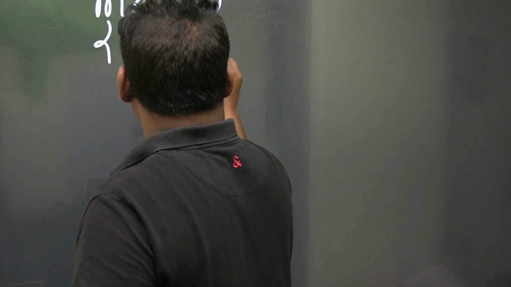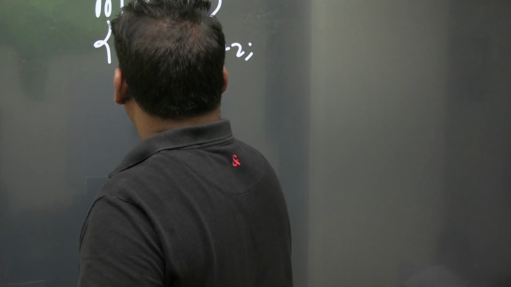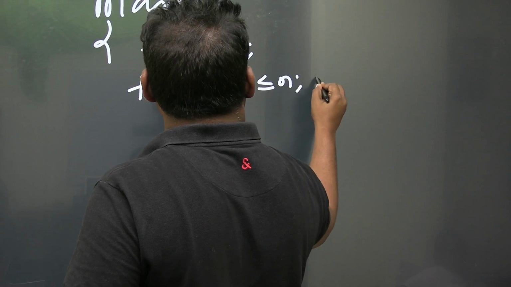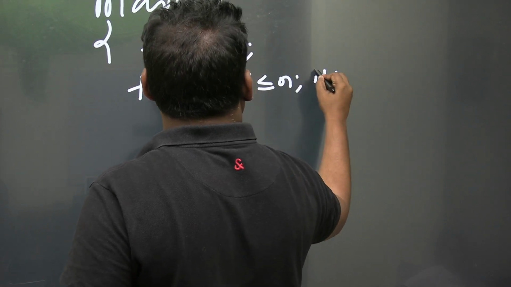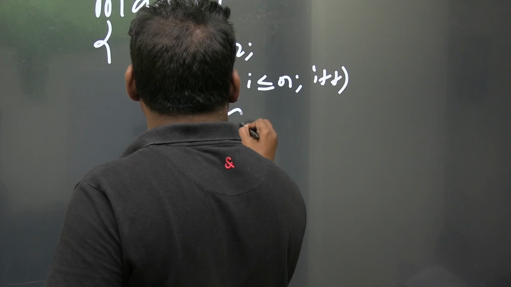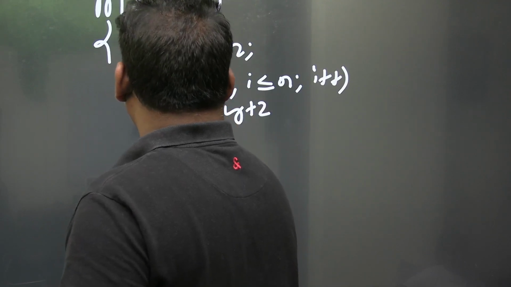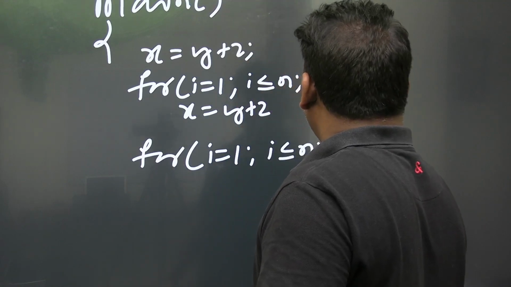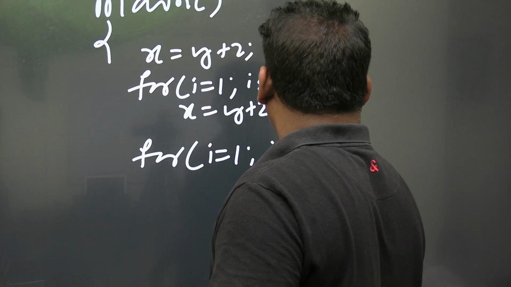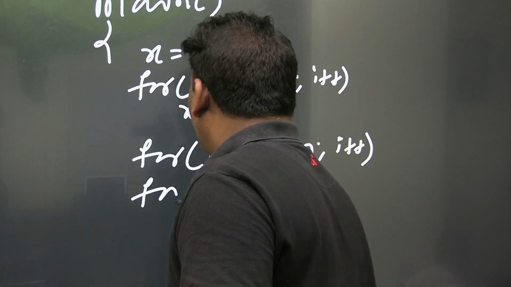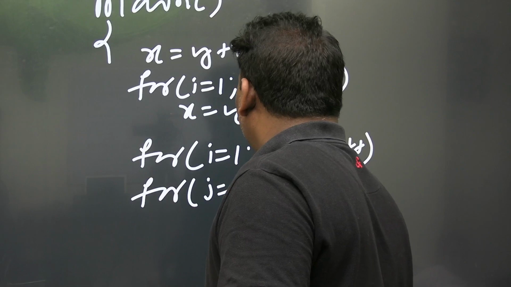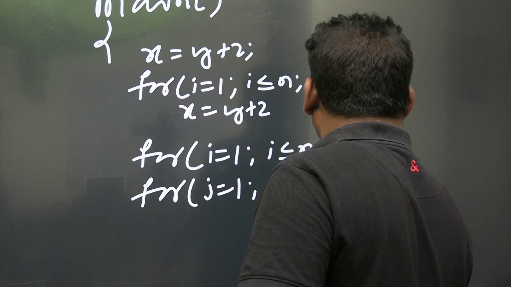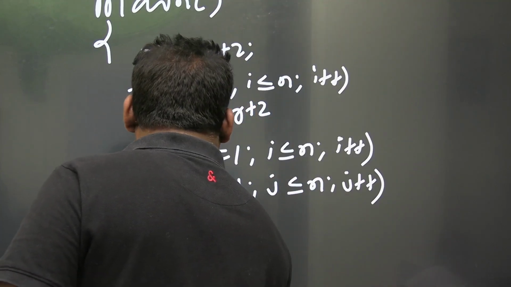x is equal to y plus z. For i is equal to 1, i less than or equal to n, i plus plus, x is equal to y plus z. Next, for i is equal to 1, i less than or equal to n, i plus plus, for j is equal to 1, j less than or equal to n, j plus plus, x is equal to y plus z.